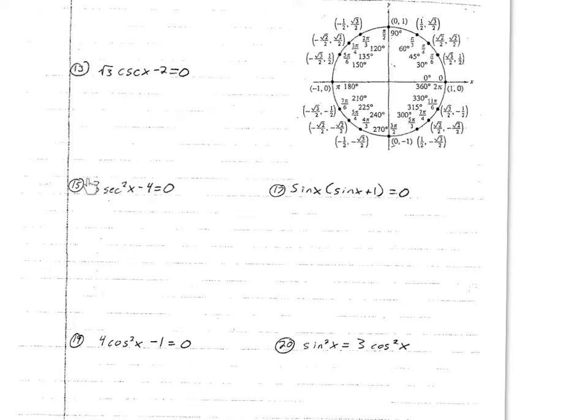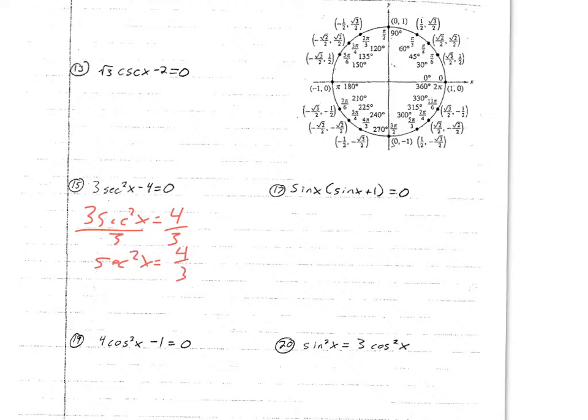For question number 15, this time we need to get 3 secant squared x all by itself. So we will have 3 secant squared x equals 4. Now we'll divide by 3. So secant squared x equals 4 over 3.